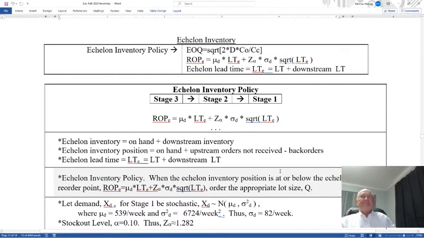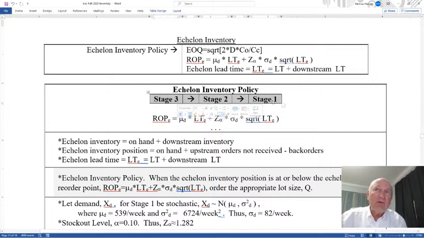Echelon inventory. Now we're looking at multiple stages. Up till now we've looked at one stage. Now we do multiple stages. Now echelon inventory, this is not optimal, but this is a way to do it. There's a lot of ways to do this. This is one way to do it.